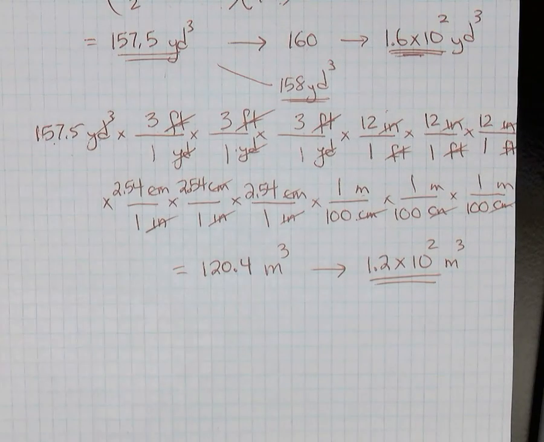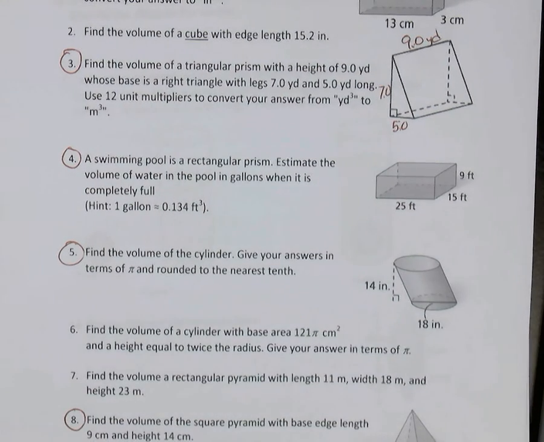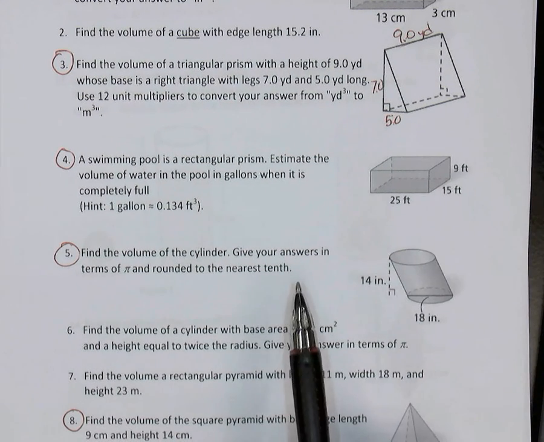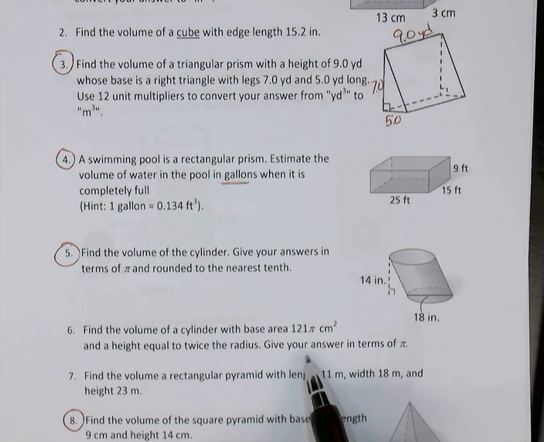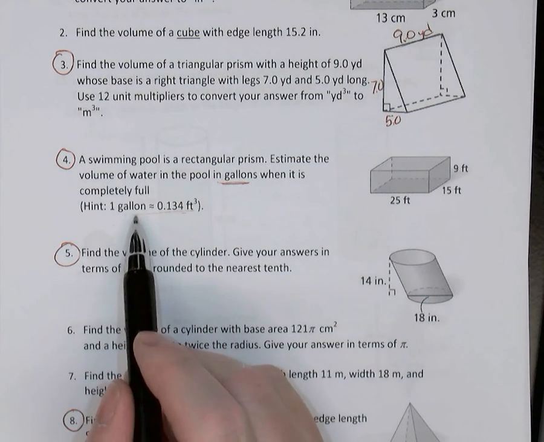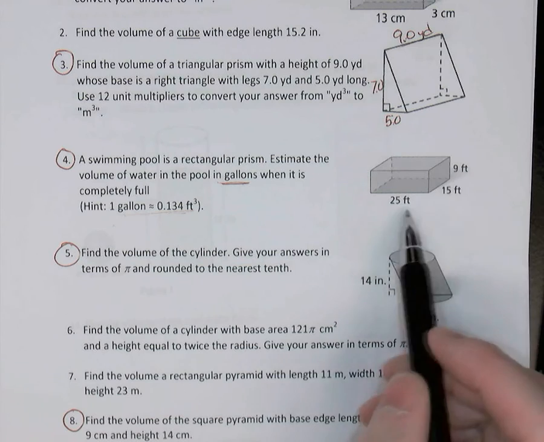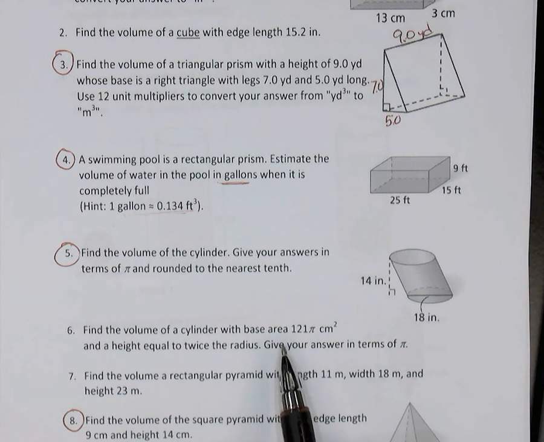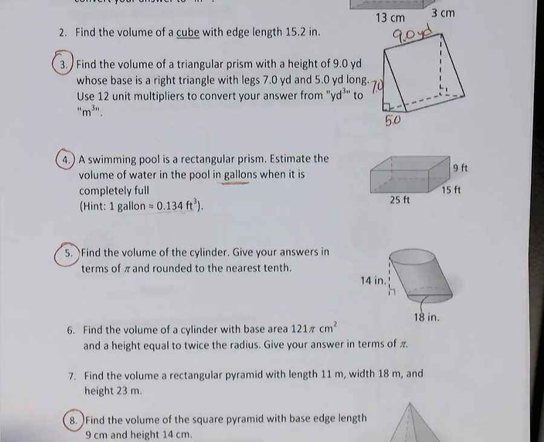All right, so let's take a look at another problem. Question number 4. You have a swimming pool. It's a rectangular prism, as you can see in the picture. We can see that it's 25 feet by 15 feet by 9 feet. Estimate the volume of water in the pool in gallons when it's completely full. And then we're given this little recipe that a gallon is about 0.134 cubic feet. Well, I notice that if I leave my units here in feet, I can find the volume in cubic feet. And then, using this little recipe, we can use 1 unit multiplier to switch cubic feet into gallons. So there's our plan. Find the volume in cubic feet, and then switch it to gallons using this recipe.